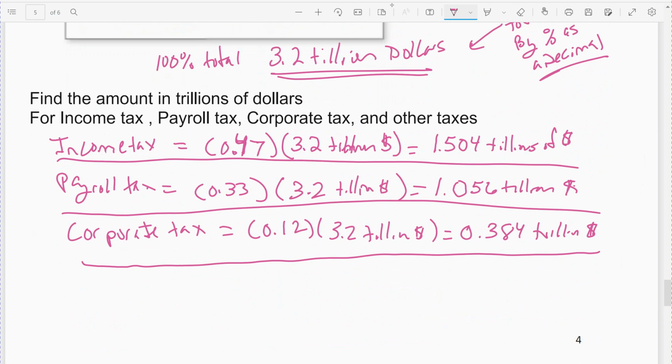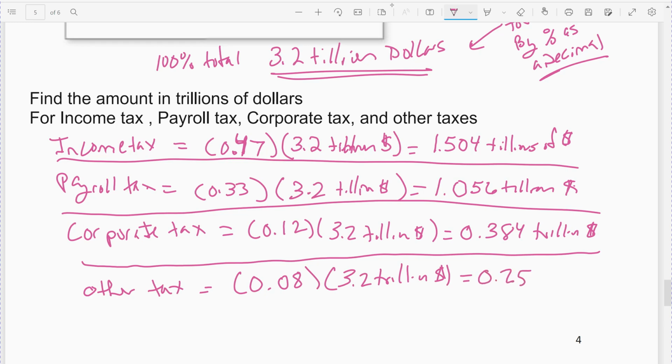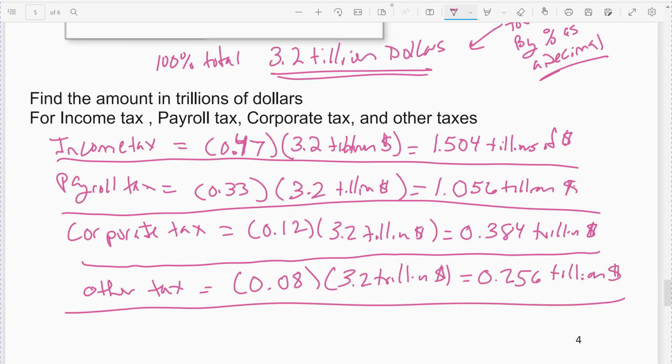And the last one, because it asked for it in trillions, other tax, which was 8%. Remember, 8% is 0.08, not 0.8. If it was 0.8, it would be 80. So 0.08 trillion dollars. And again, that should come out much smaller. It does: 0.25. Much smaller, but it's still in billions. Right? 8% of a trillion is still $250 billion, right? A trillion is a large chunk of cash.